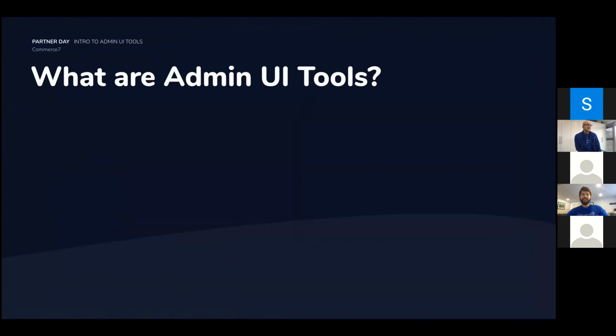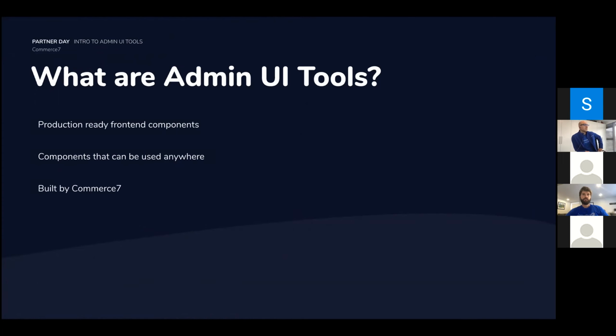So you might be wondering, what are admin UI tools? Commerce7 admin UI is a set of production-ready front-end components that will help developers build applications fast. These components are designed to be used inside of Commerce7 apps and extensions, but they can be used on any website. They will work across all modern browsers and operating systems. These are the same components we use inside of Commerce7 admin. We'll take care of the testing, development, and maintenance of these components. Our admin UI tools are free and already available for use through NPM.